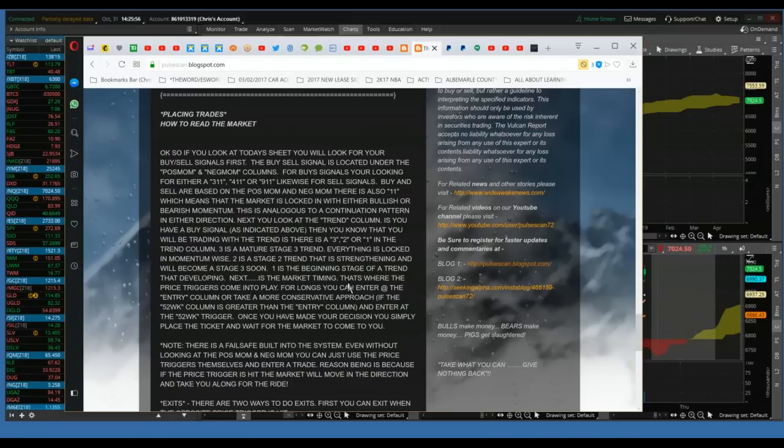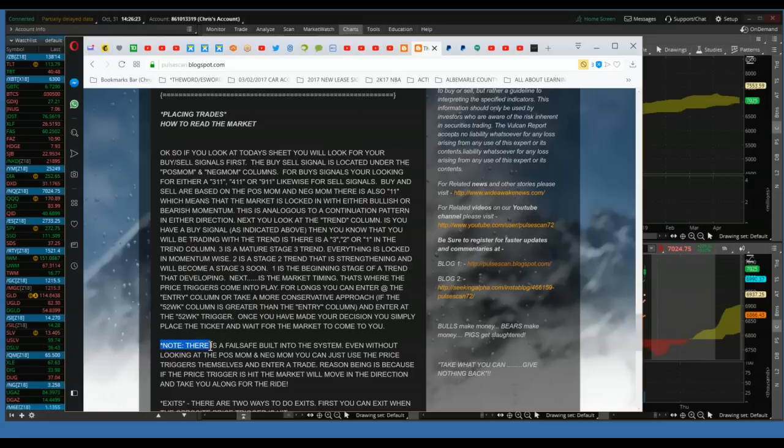Next is the market timing, and that is where the price triggers come into play. For longs, you can enter at the entry column or take a more conservative approach if the 52-week column is greater than the entry column. It can be equal to or greater, it doesn't matter. And enter at the 52-week trigger. Once you have made your decision, you simply place the ticket and wait for the market to come to you.